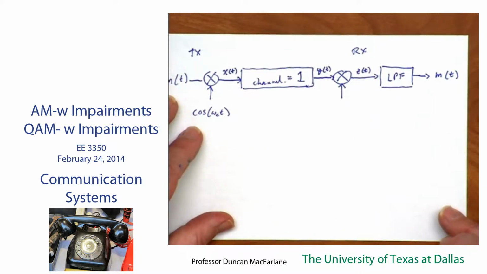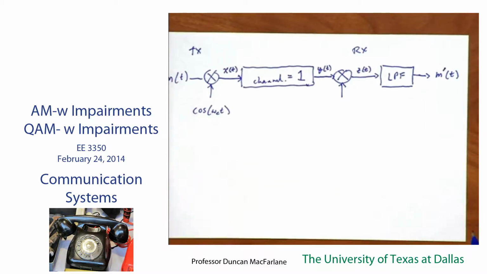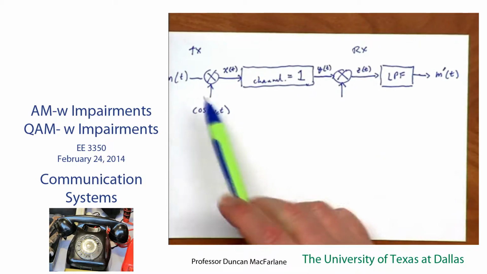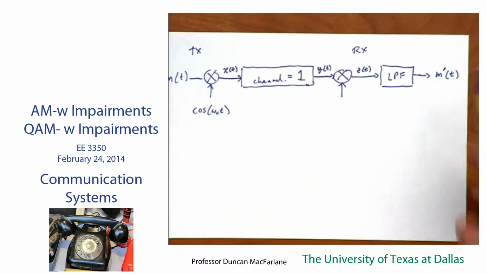We don't know if it's actually going to be M of t, so I'm going to put a little prime on there to mark that it's not necessarily M of t. What we're going to try to do is say, if I send out M of t, what will come out will be M prime of t. How close is M prime of t to M of t? In a perfect world, it'll be 1 for 1. In a perfect world, it'll be exactly equal to it. Okay?